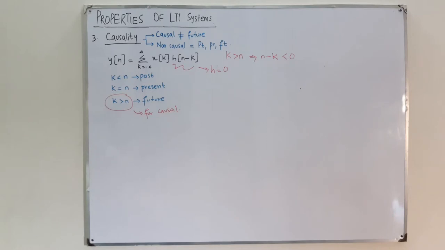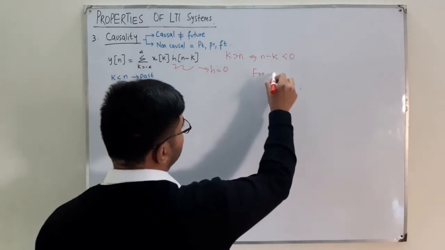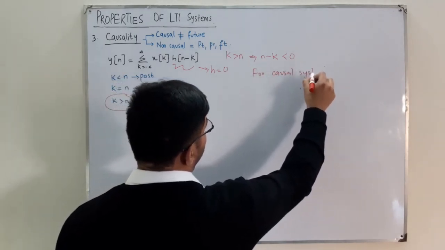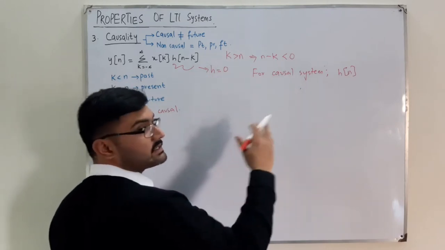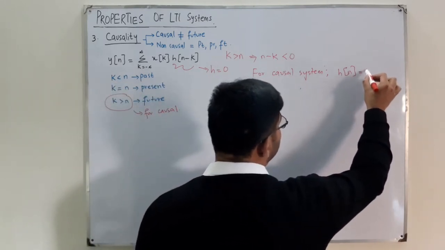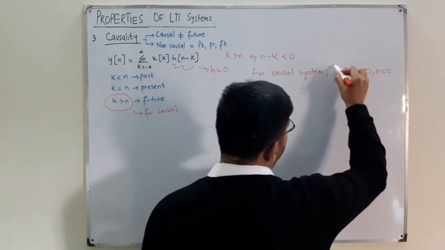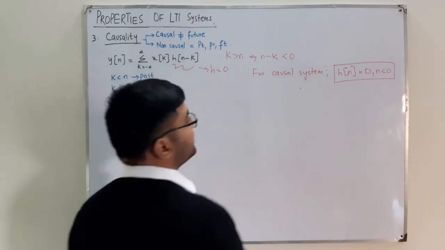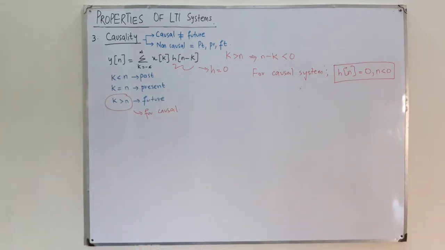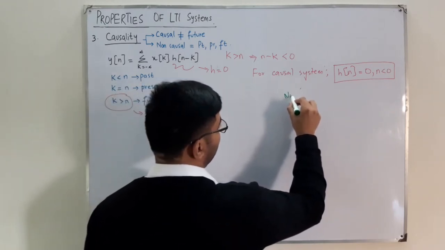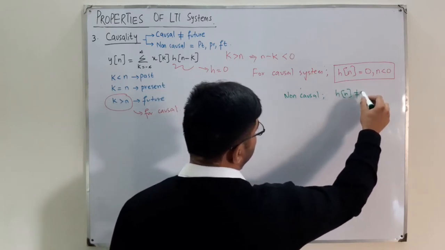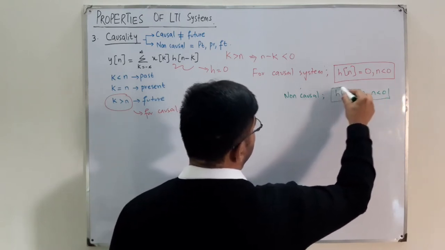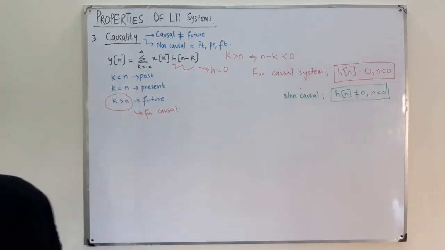So that is the case for a causal system. Let this n minus k be represented by a single value of time n. The impulse response h of n would be 0 for negative values of n. This is your criteria for causal systems. For non-causal, h of n is not 0, of course, for n less than 0. So this is the criteria.